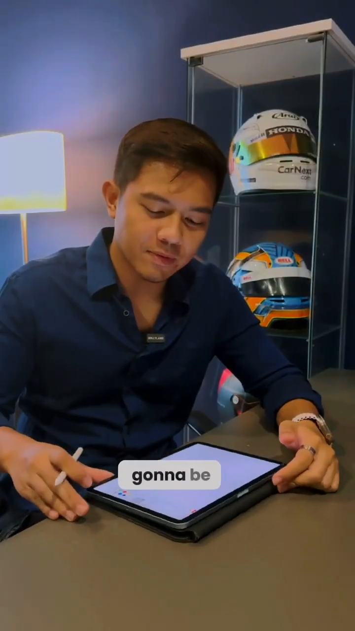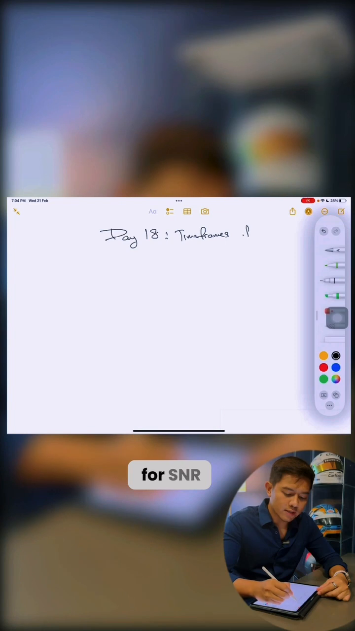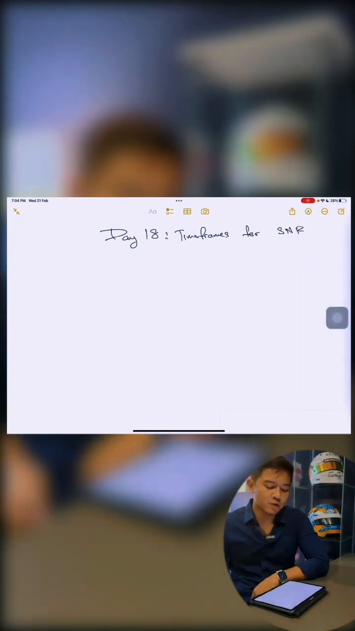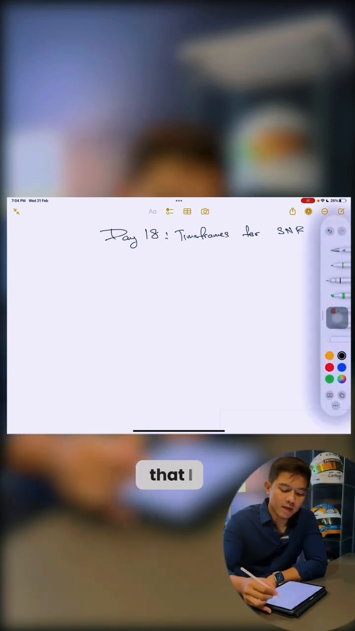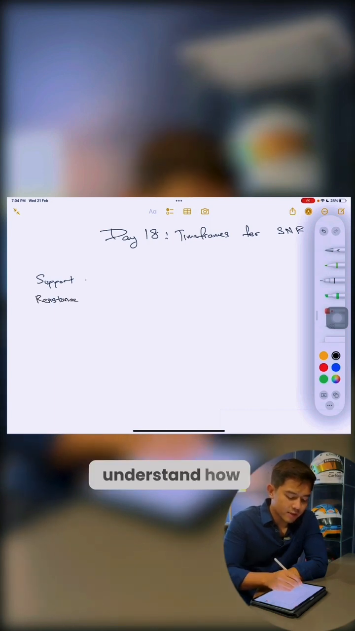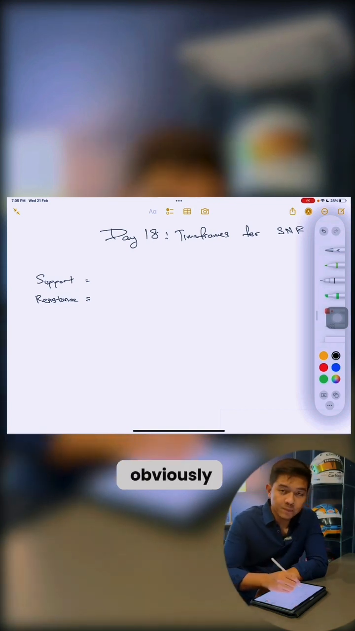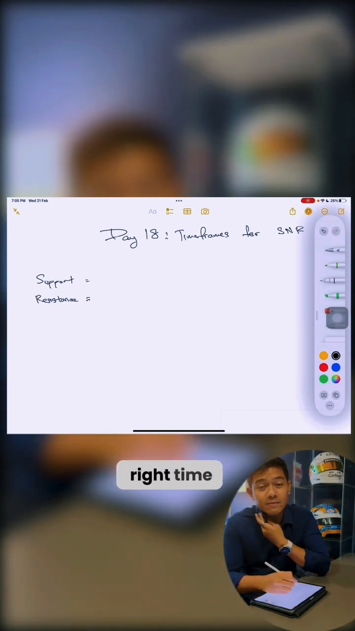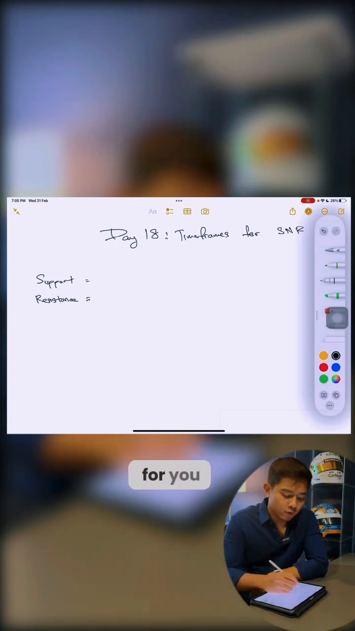So day 18 is going to be very simple. We are going to talk about time frames for SNR. As you guys know, support and resistance is something that I use in trading. So you have your support and you have your resistance, but you need to understand how to use your support, and obviously you need to have the right time frames. You do not want to be trading in the wrong time frame, so it's very important for you to understand what time frame is the best for you.